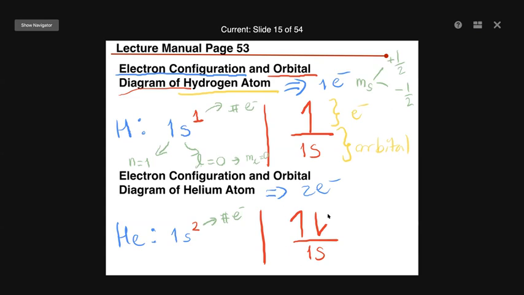And the main reason for that is because the different spin will allow them to occupy one space. If they have the same spin, they are most likely going to repel each other and they will not occupy that same space. So again, in this case, it indicates 2 electrons that have opposite spin, and then 1s would indicate the orbital that these 2 electrons reside in.